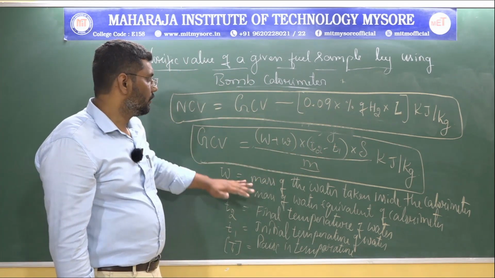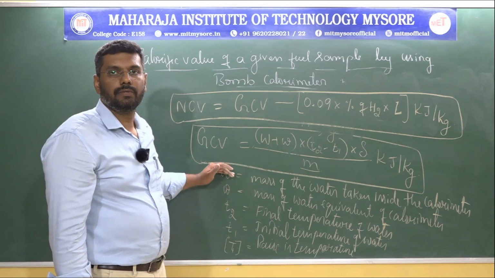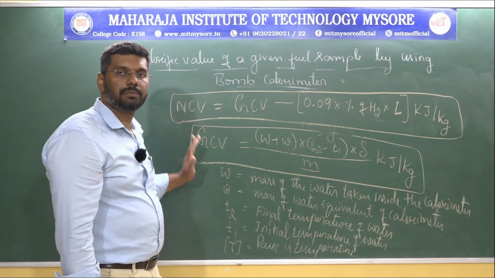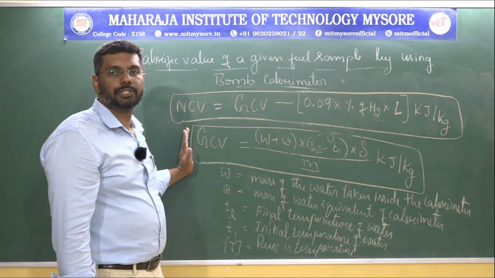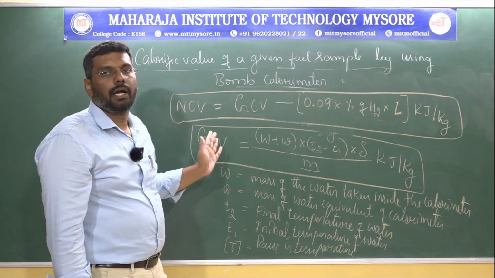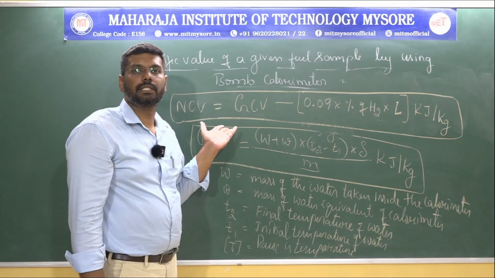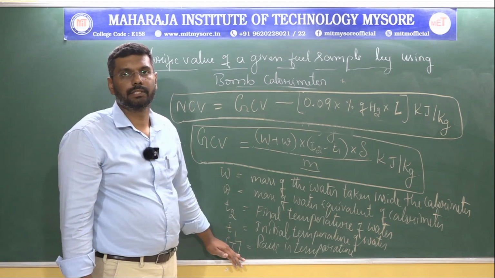So here we have given the terms in case of GCV and in case of NCV. In examination, sometimes he may ask: explain the construction and working of the bomb calorimeter and derive the equations to calculate GCV and NCV. So up to here you need to write it. Is it clear?